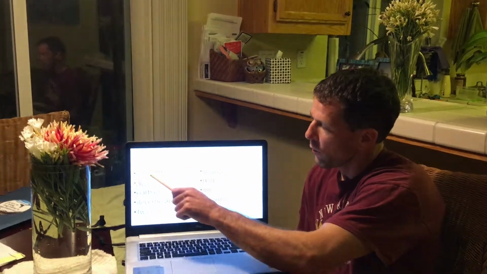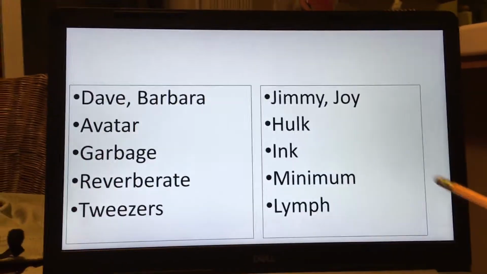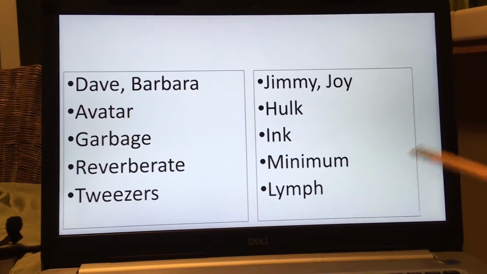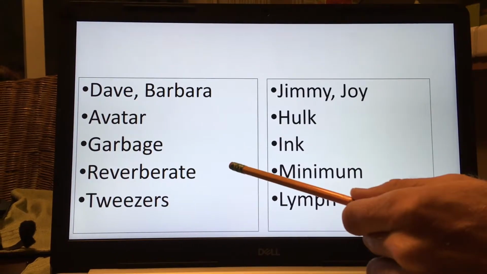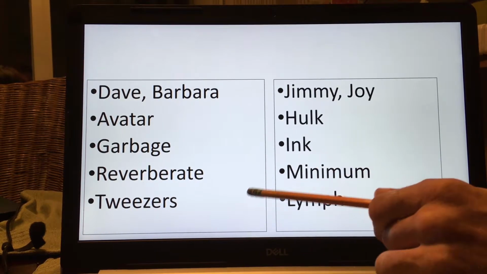I've got a word puzzle for you today. I want you to find the common characteristic for the words on the left and the common characteristic for the words on the right. So we've got Dave, Barbara on the left, Jimmy and Joy on the right, Avatar on the left, Hulk on the right, garbage on the left, ink on the right, reverberate, minimum, tweezers, lymph. So think about that. If you want, pause the video and think about it.